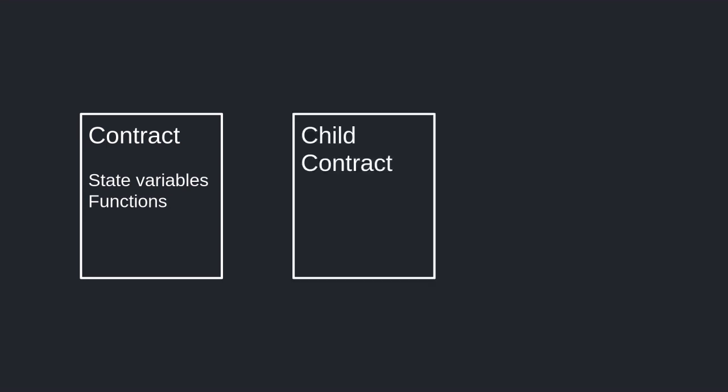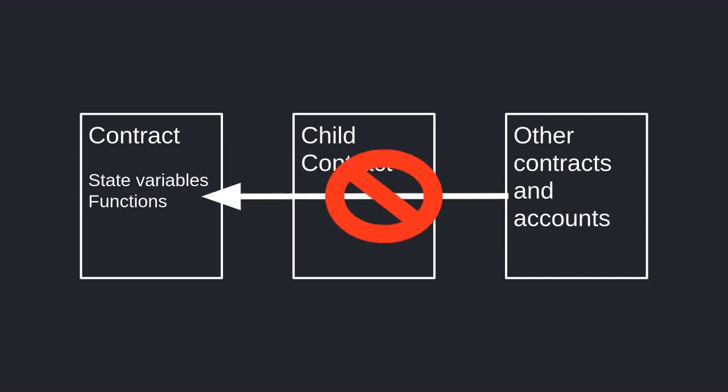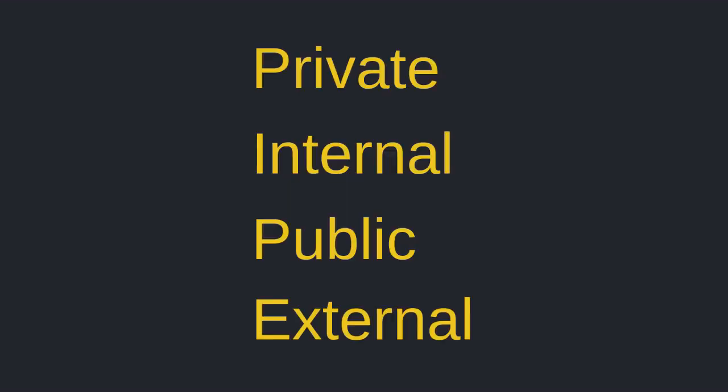Let's say that a contract has some state variables and functions. In Solidity, you have to declare whether a child contract, other contracts, or accounts have access to these state variables and functions. In this video, we're going to go over the 4 keywords that determine the visibility of state variables and functions. These keywords are private, internal, public, and external.